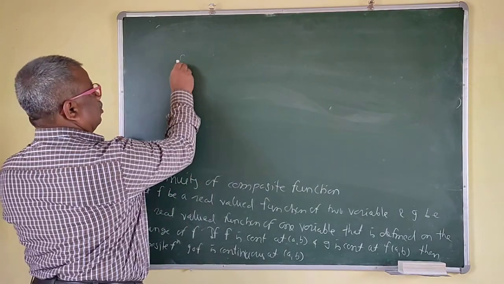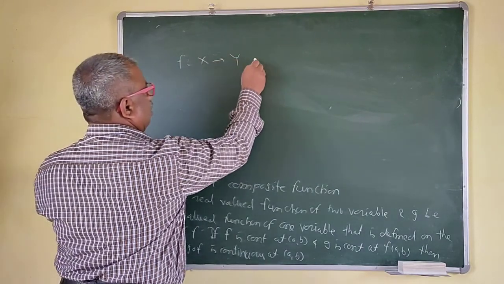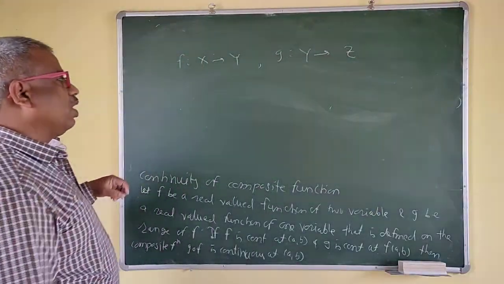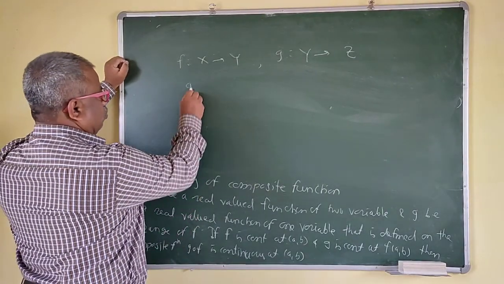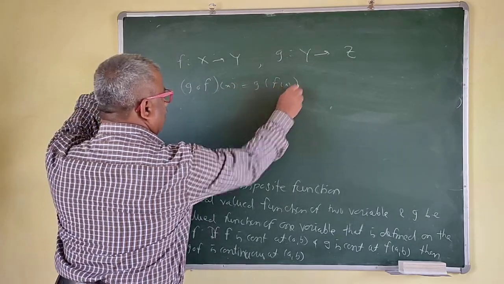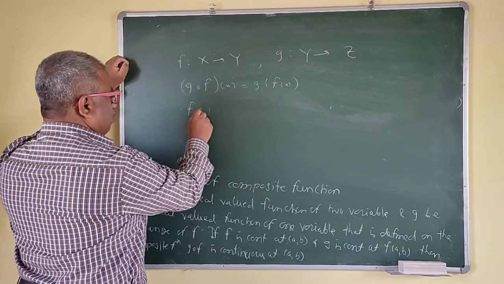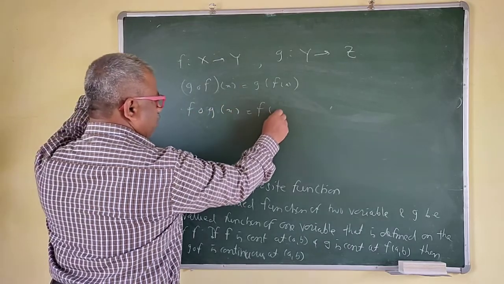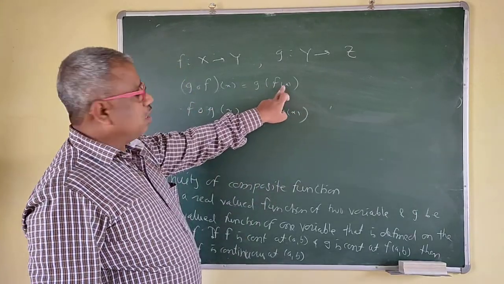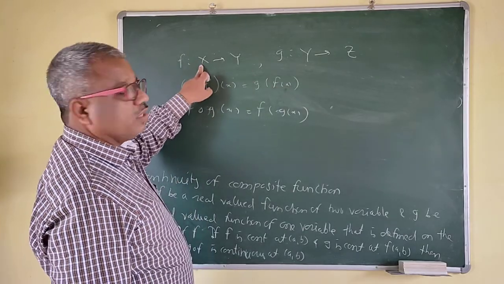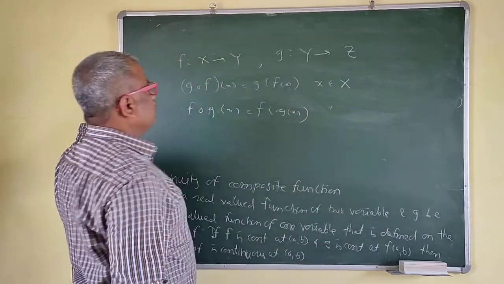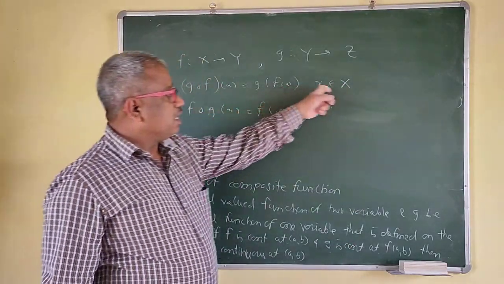You know that f is from X to Y and g is from Y to Z. Then which composition exists? The definition of the composition is g of f of x, or f compose g of x, is nothing but f of g(x). Now here, you have applied f on x, so you can apply f only on the domain of f. So x should belong to the domain of f.